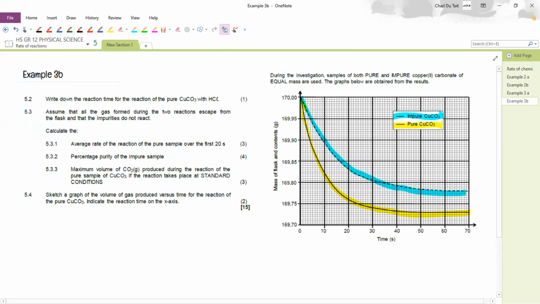Yeah, I can. I say 50. When I look at it, it looks like 50 seconds, but the impure one isn't finished after 50 seconds. Only after 60 seconds. Anyway, it will probably not be a question because it's not clear. Right, write down the reaction time for the pure copper carbonate. Okay, the pure one. That's correct. I would also say 50 seconds for the pure one. Very good.